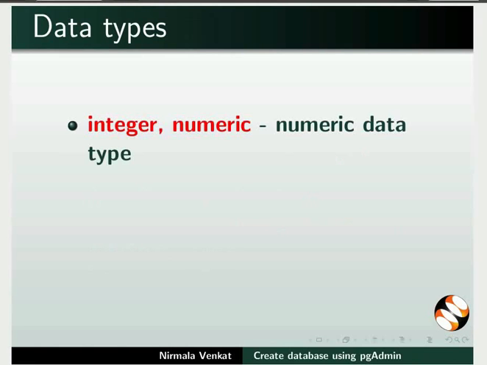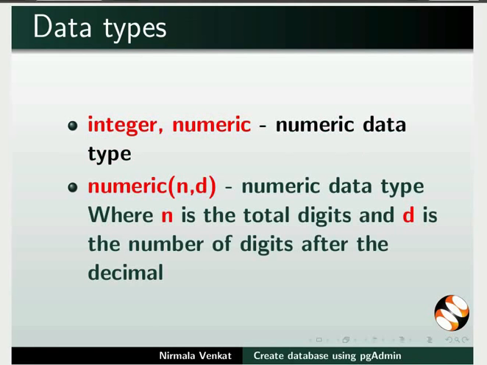Integer, numeric represents numeric data type. For example, phone number, age, quantity are of numeric data type. Numeric n, d is also numeric data type with decimal places. Here, n is the total digits and d is the number of digits after the decimal. It can be used to represent fields like basic salary, unit price, etc.